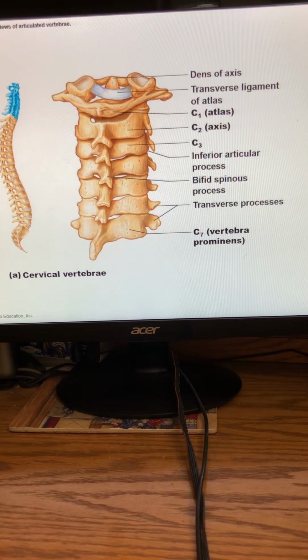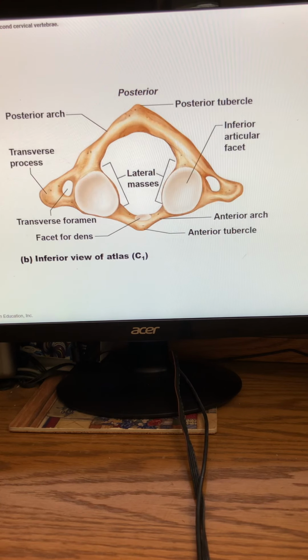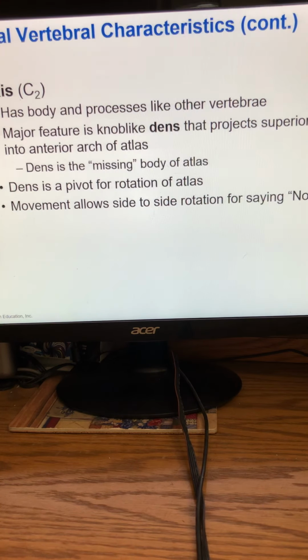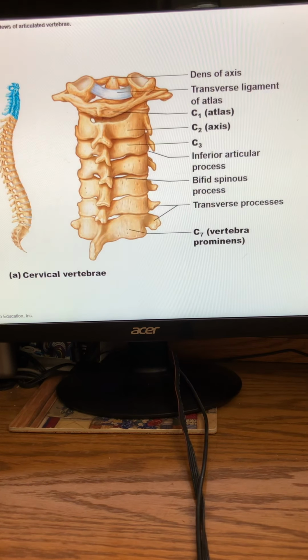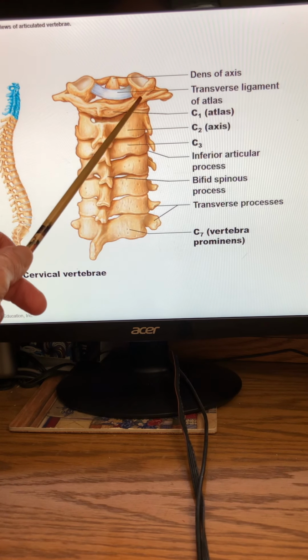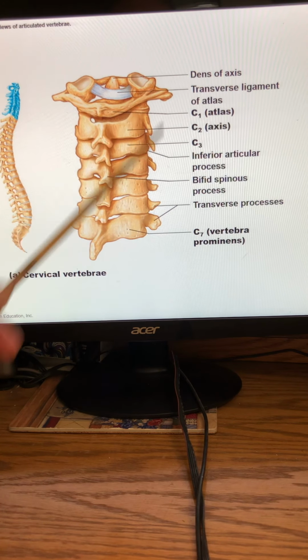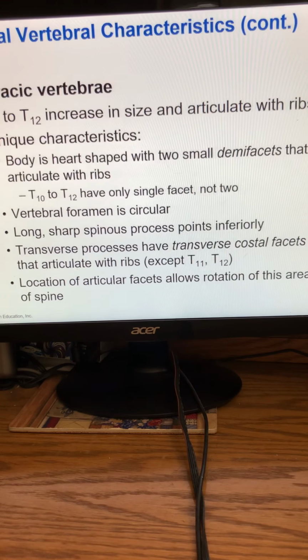But as you have them all stacked on top of each other, you can see that the atlas and the occiput are what allow you to nod. And the beginning of turning your head from side to side takes place at the atlas and the axis. That first start of turning is going to take place at those articular facets.